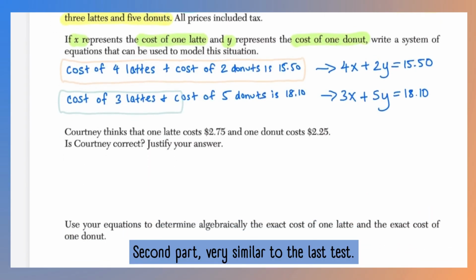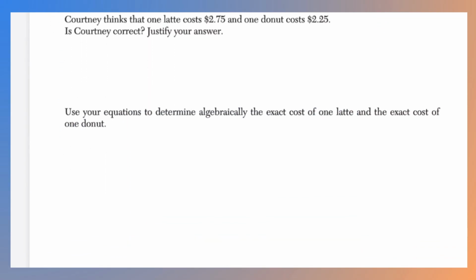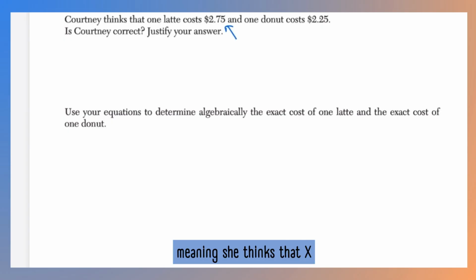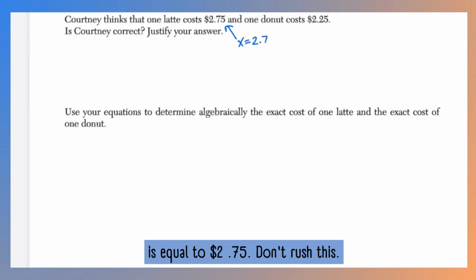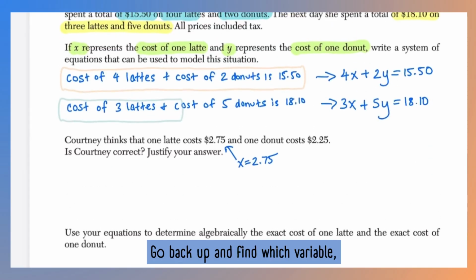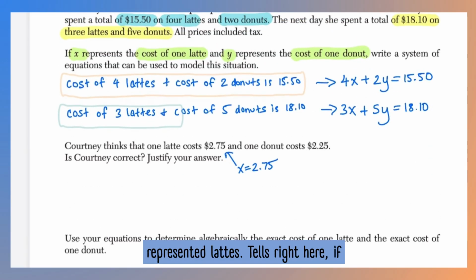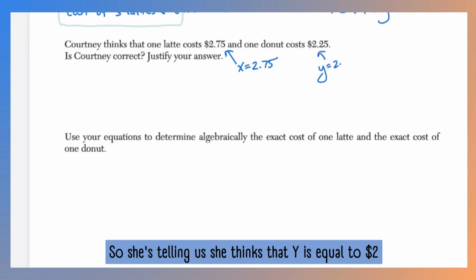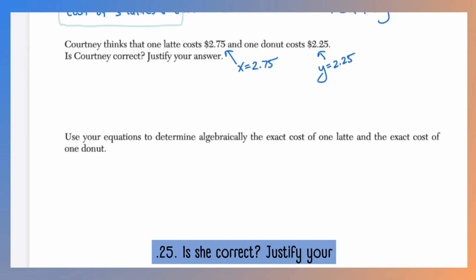Great job. Second part, very similar to the last text. Courtney thinks that 1 latte costs $2.75, meaning she thinks that X is equal to 275. Don't rush this. Go back up and find which variable represented lattes. It tells us right here X represents the cost of a latte. So if she thinks 1 latte is 275, she thinks that X is 275. She also thinks that 1 donut is 225. So she's telling us she thinks that Y is equal to 225. Is she correct? Justify your answer.